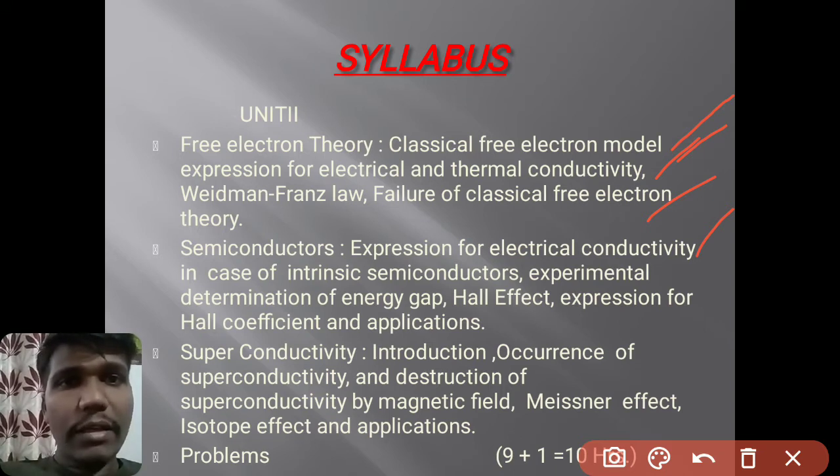So we have to take the expression for the electrical conductivity of the free electron theory in the case of the intrinsic semiconductor. What is the intrinsic semiconductor? Using the semiconductor material to find the electrical conductivity, to find the expression for the electrical conductivity of the intrinsic semiconductor, and the energy gap, the experimental method to find the energy gap of the insulators, Fermi level and conductors, that is we have to define the energy band theory.